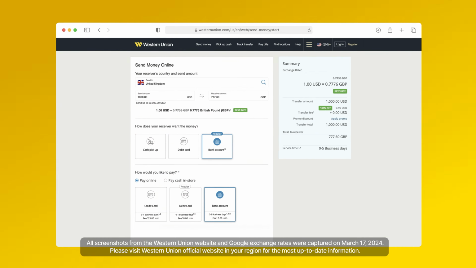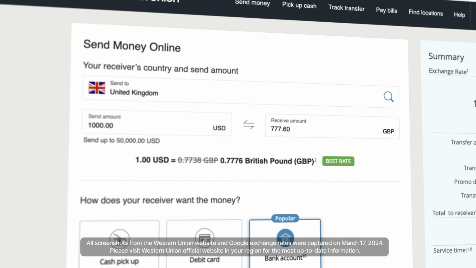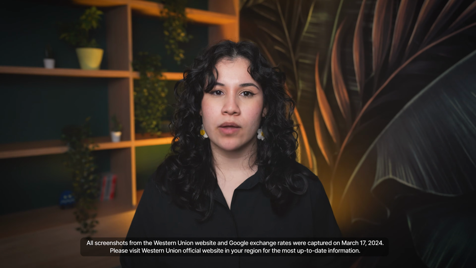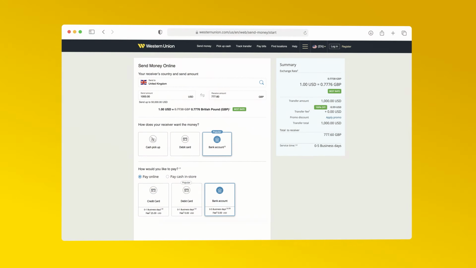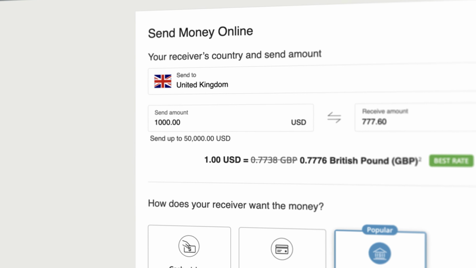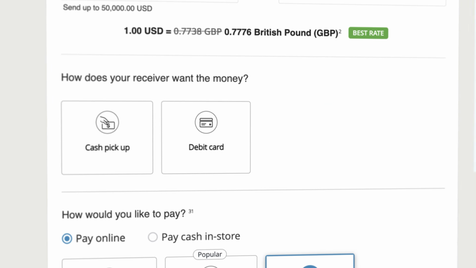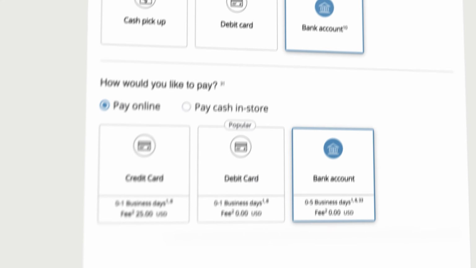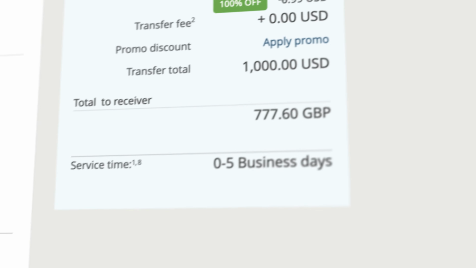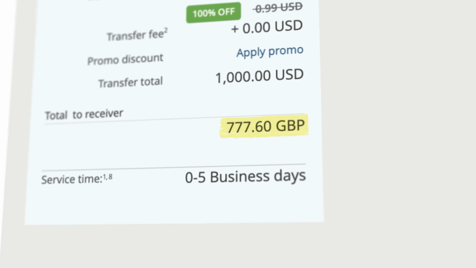So, let's take a look at a specific example of a money transfer route. We'll consider a transfer from the USA to the UK, converting dollars to pounds. This example will help you follow the same steps for your route and calculate the fees. For convenience, let's set the transfer amount at $1,000 US. Next, let's choose the receiving method as a bank deposit and the payment method as a transfer from a bank account. The calculator shows us that the amount the recipient will get is £777 with 60 cents.